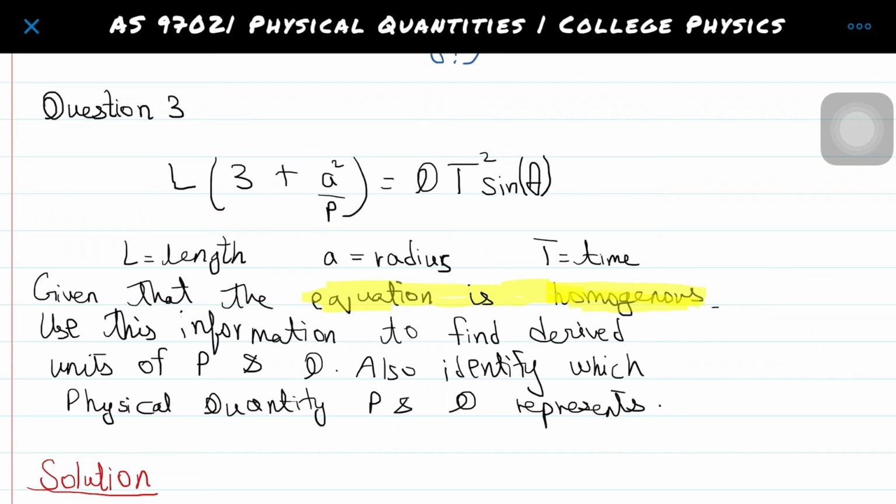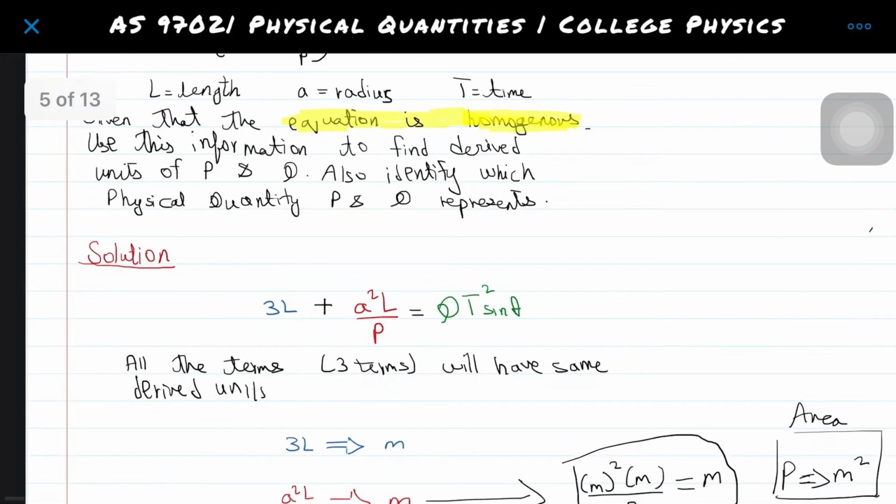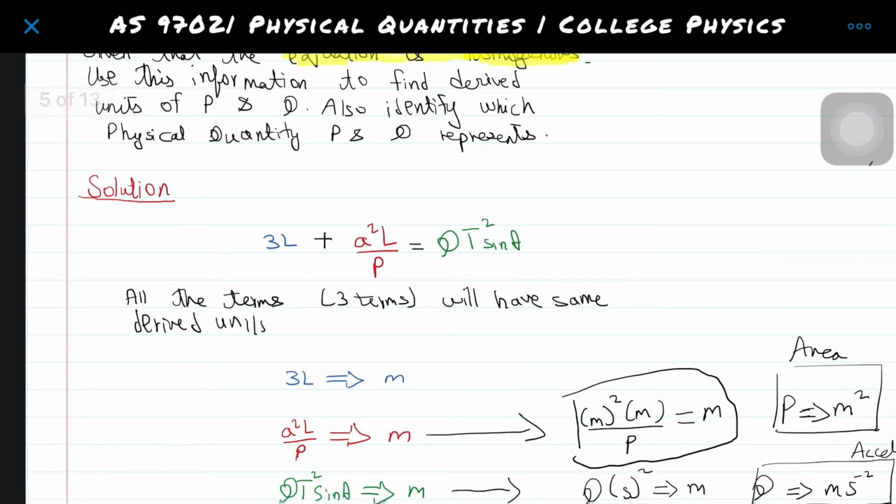We have already been told the equation is homogeneous. So we can assume that the base units of all the quantities on the left hand side of the equation would be identical to the base units of all the quantities on the right hand side. First of all, we're going to rewrite this equation after removing the brackets. As we remove the brackets, L would be multiplied by whatever is present inside the bracket. So it would become 3L plus a square L upon p is equal to qt square multiplied by sine theta. We know that all these three terms will have the same derived units.